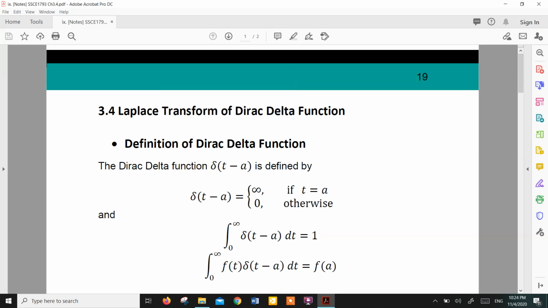Now let's move on to the next subtopic, which is 3.4, Laplace transform of the Dirac delta function. So before we go to the Laplace transform of the Dirac delta function, let's see the definition of the Dirac delta function.